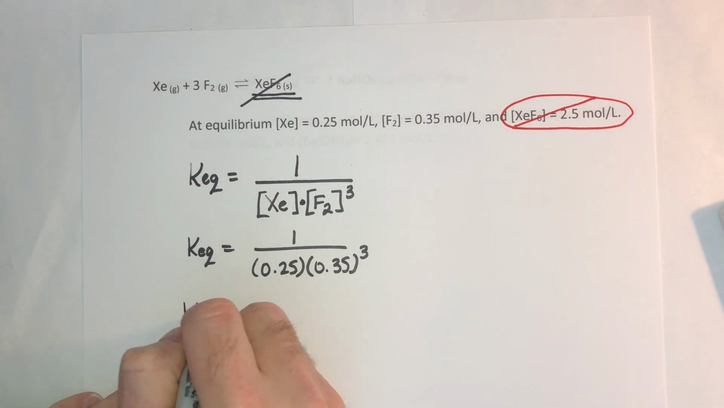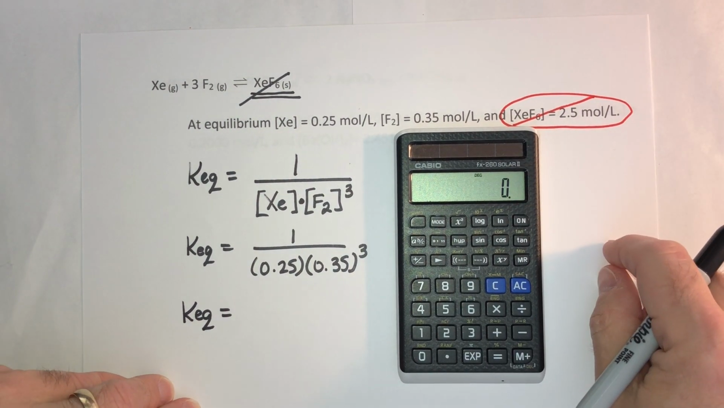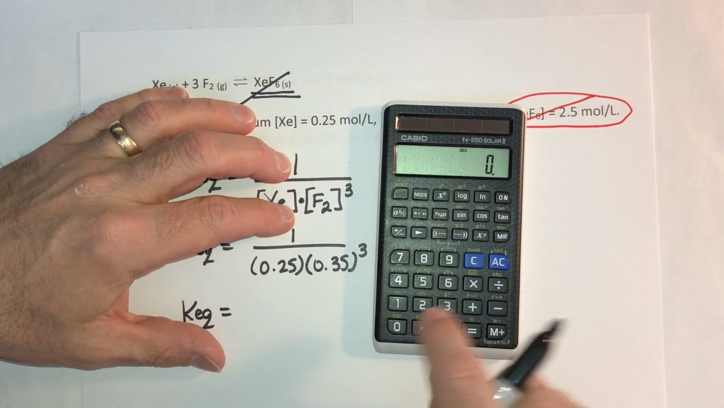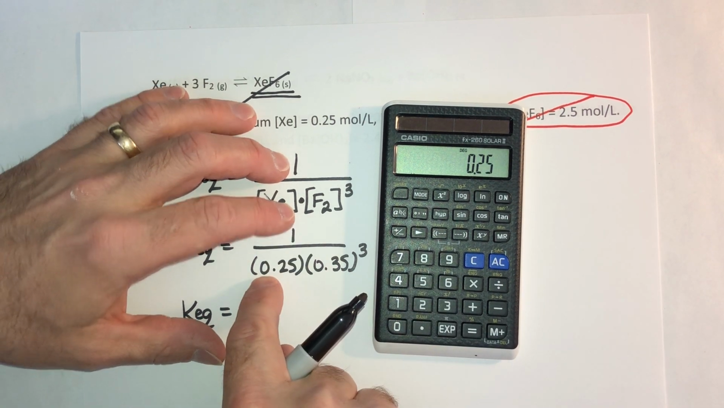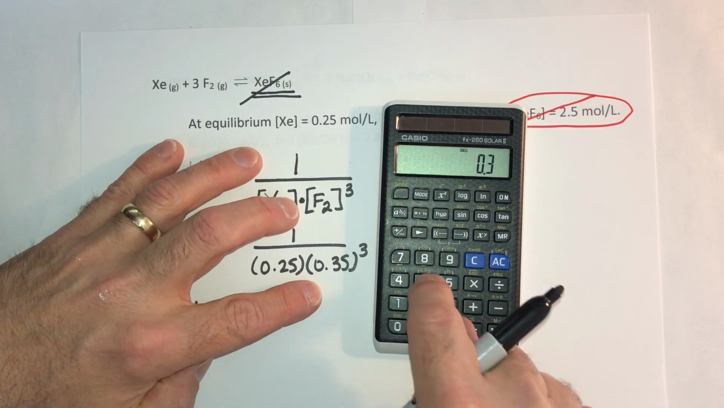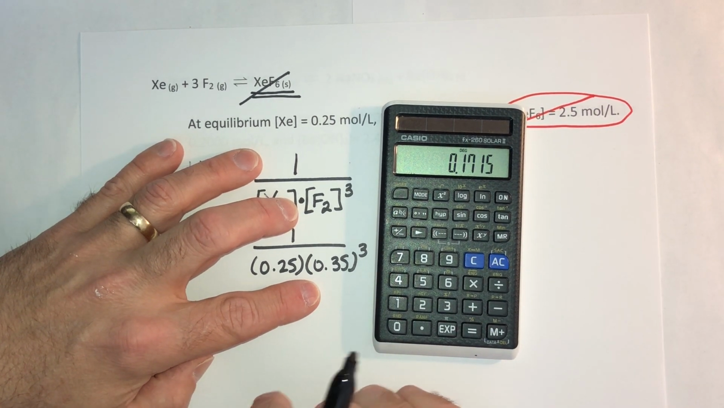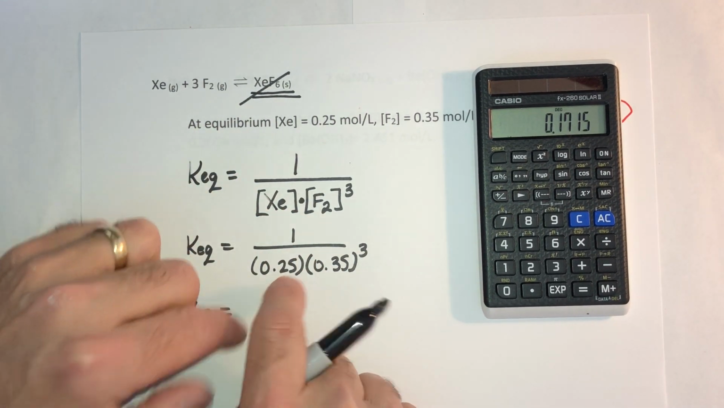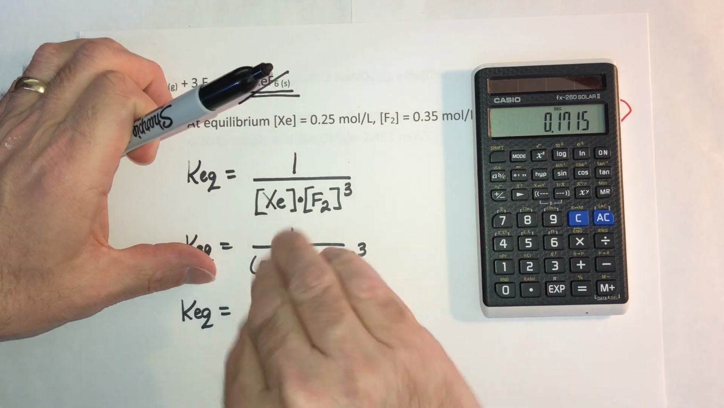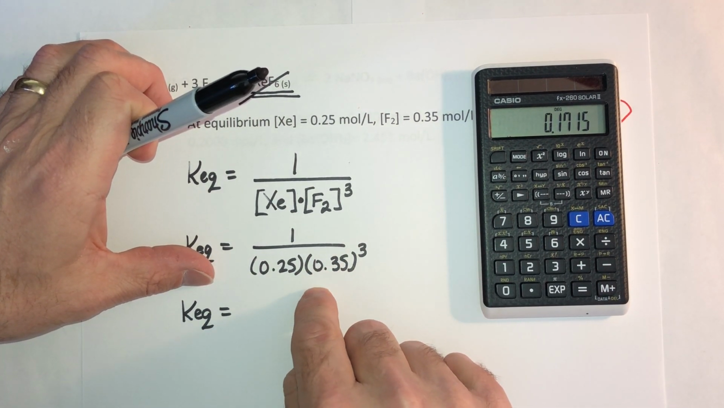Now, let's talk about doing this with your calculator. If I put this in my calculator exactly as it's written, my calculator will not give me the right answer. If I say 1 divided by 0.25, times 0.35 to the power of 3, that's not the right answer. Because what my calculator thinks that I'm doing is dividing 1 by the 0.25, but then it believes the 0.35 is off to the side. It doesn't understand that the 0.35 is also part of the denominator.